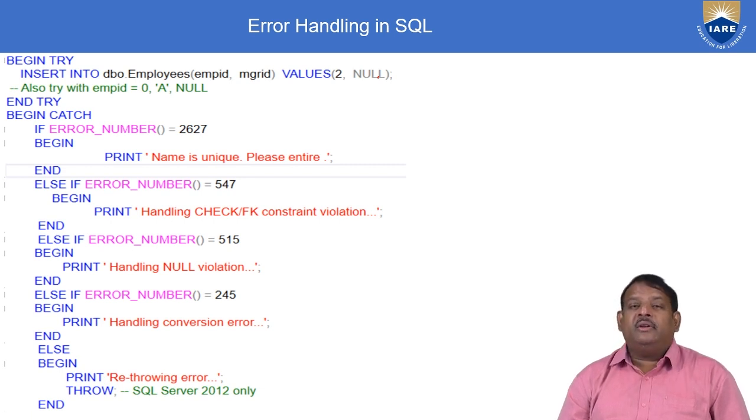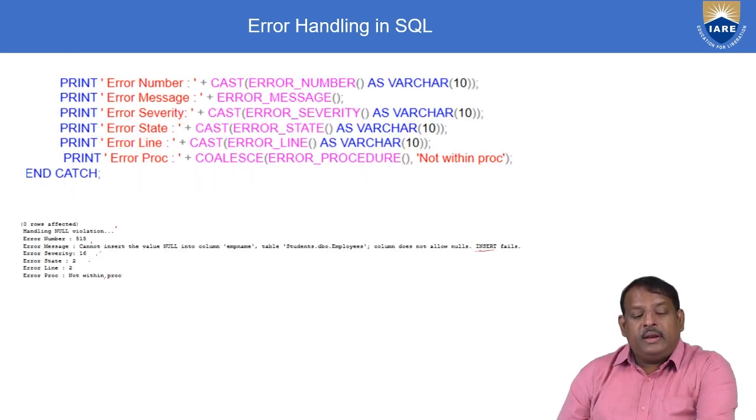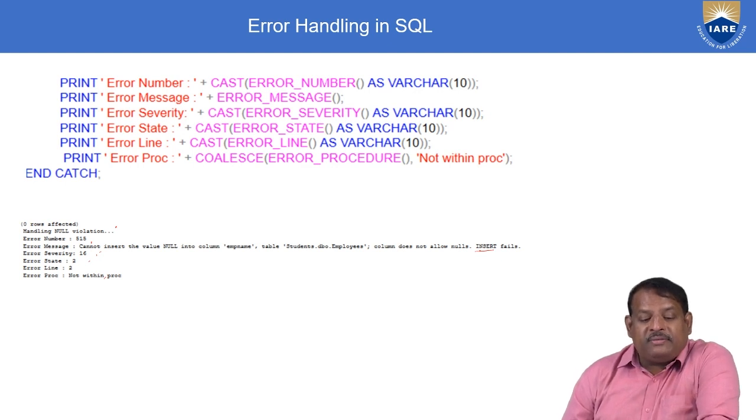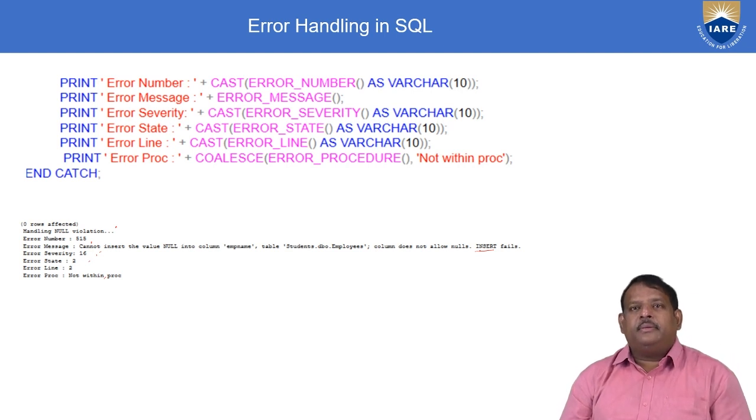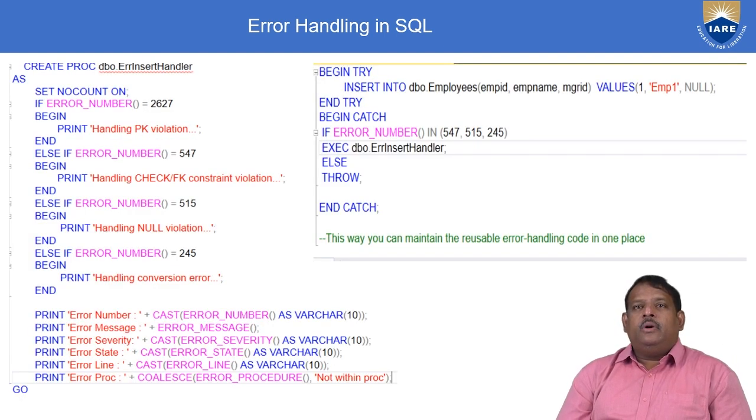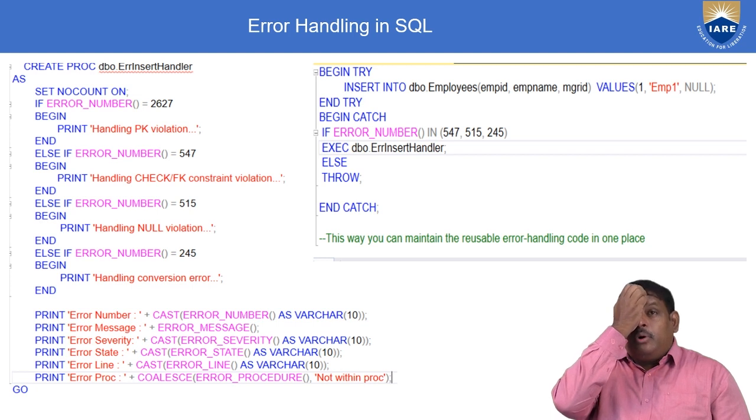You're saying that if my error is equal to 547, I'm saying handle check. 515 says handling null exception. So here I'm printing the error number as 515. This I did not print, I just use the function error number. I also print the exact error message, error severity, error state, line number, procedure. Okay.